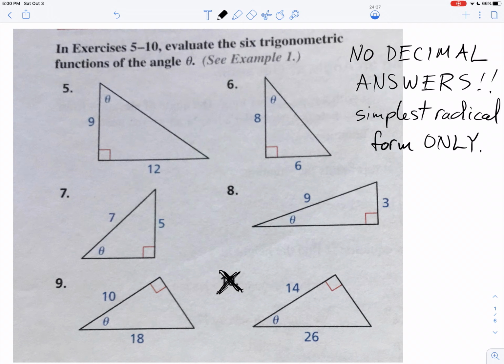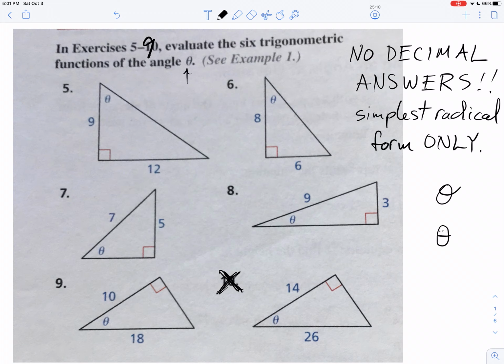And it says, in exercise 5 through 9, evaluate the 6 trig functions of the angle theta. All right? Now, theta, some people draw it like I do, where you go like a circle with a curly Q. And some people just draw like an oval with a line. That to me looks like Ike from South Park, kinda. But that is a very common variable in trig. You're going to get used to it because it's all over the book.